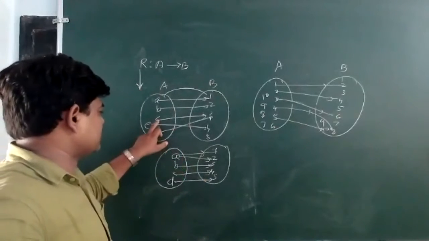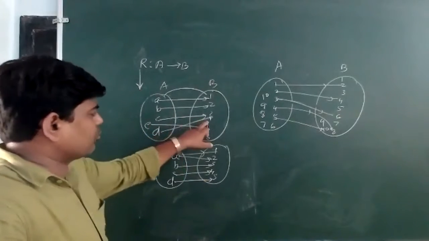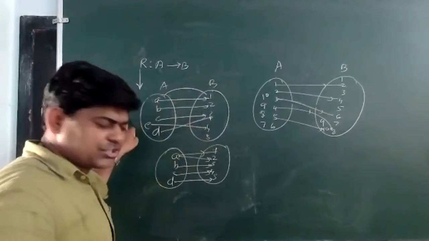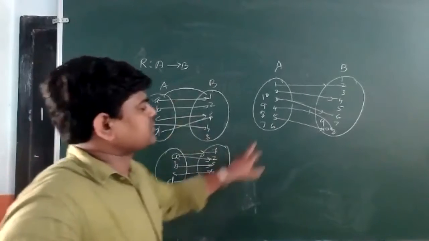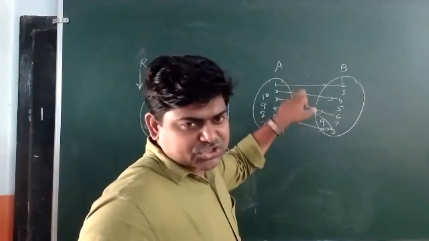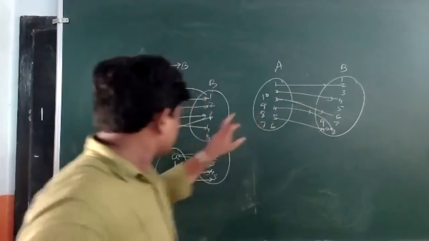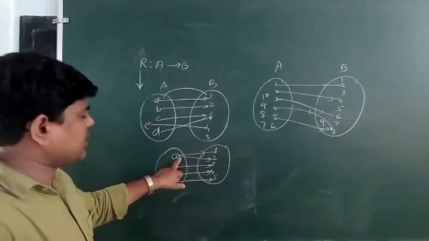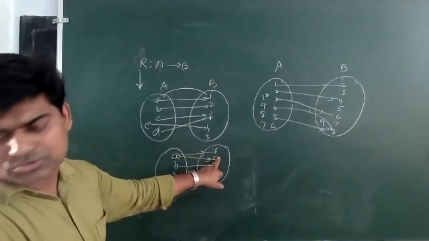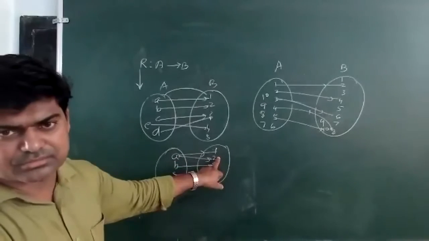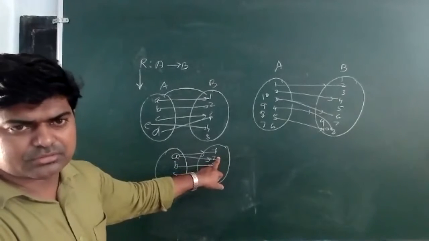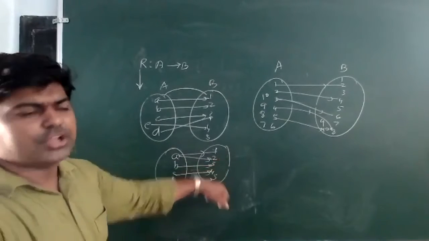This condition can be followed. See, here you can see C and D both are having the same image. This is a function. This is not a function. This is not a function because there are a few elements which have no image. This is not a function because A is having two images. Hope you are getting me what I want to say. Got it? Say yes or no.